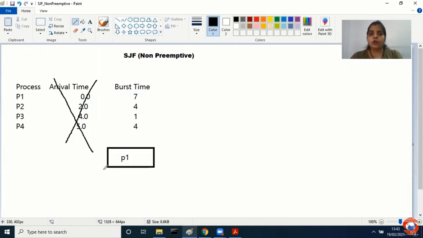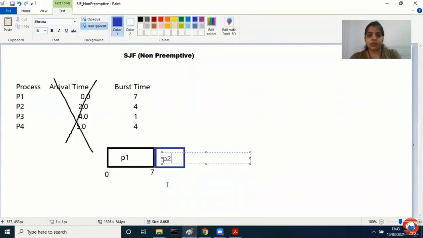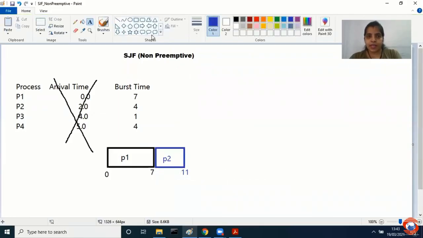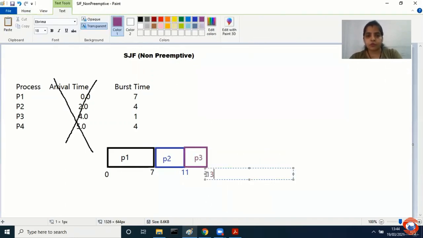The reason is non-preemptive indicates once the process has got the control, I cannot take the control off from that CPU. This is just given sometimes for confusion. Next, process P2 requires 4 burst cycles. So 7 plus 4, can I say it is 11? Next, P3 comes. P3 requires only 1 cycle. So this will be P3, which will go up to 12.